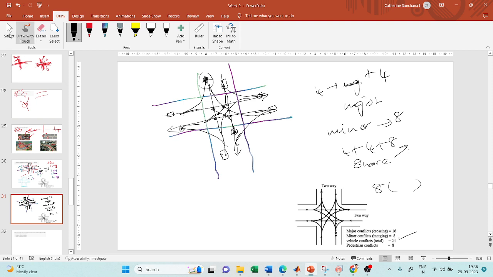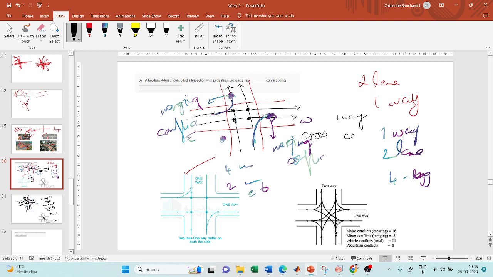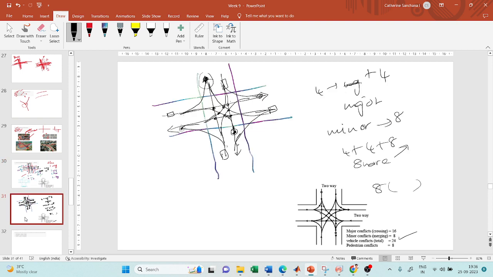They've asked you conflict points with pedestrians also, with pedestrian crossing also. So where will you usually provide pedestrian crossing? You will provide it here, right? Okay, here. So in such a case, in each leg you have two possible places where you could collide with the pedestrians. Okay, so totally 8 conflict points for pedestrian conflicts, right? So totally it will be 24 plus 8.